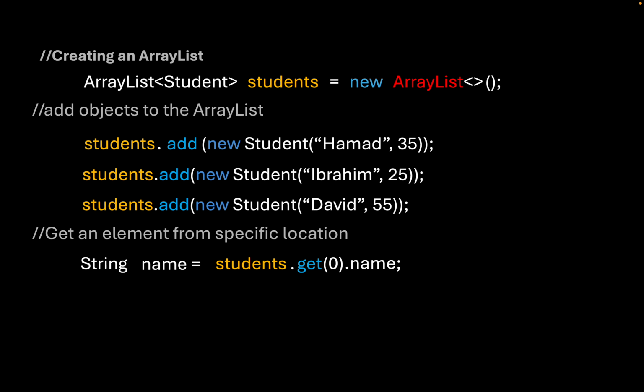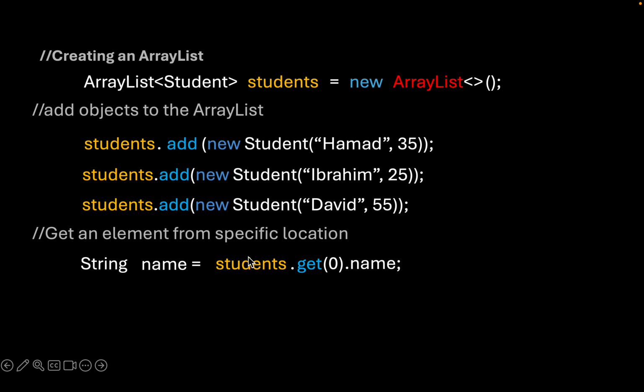If I want to get the second one, I'll put 1 here. For the third, I'll put 2, and so on. So this gets me the object in that location, and then I can decide which attribute of that object I want to display. Clear?